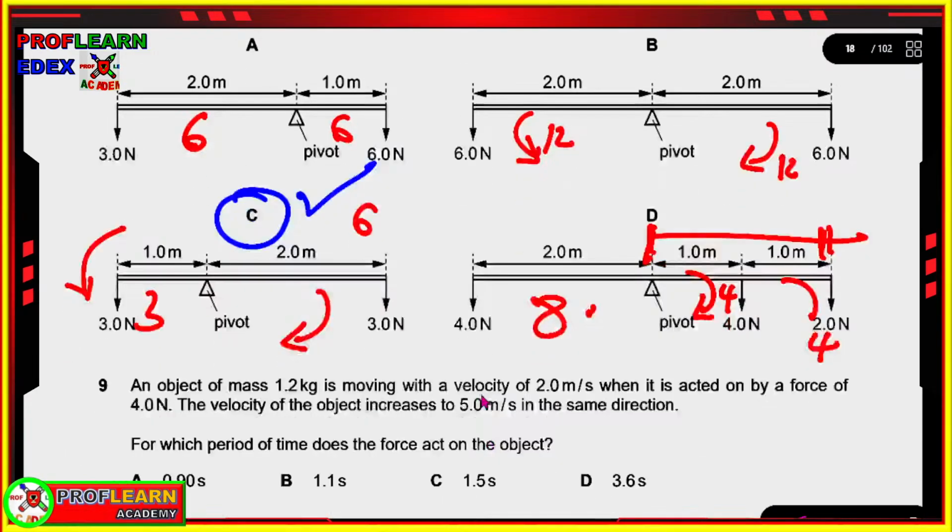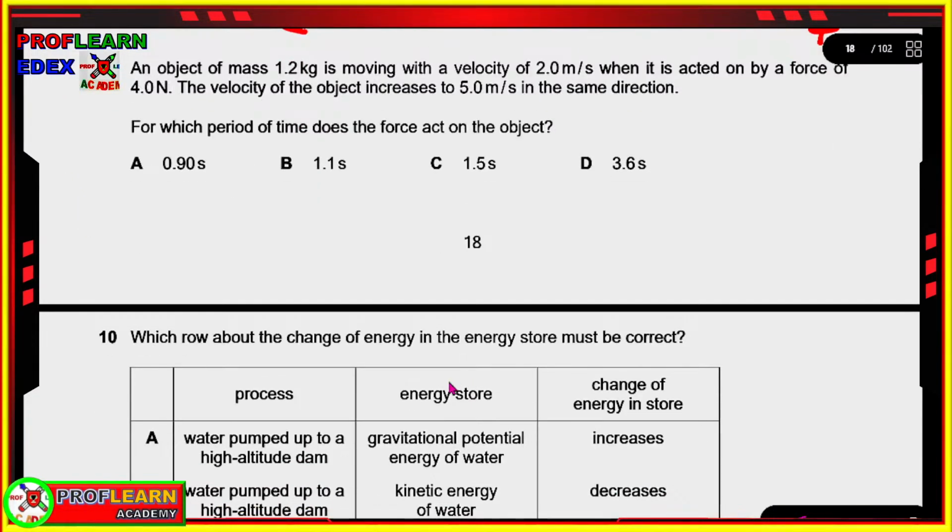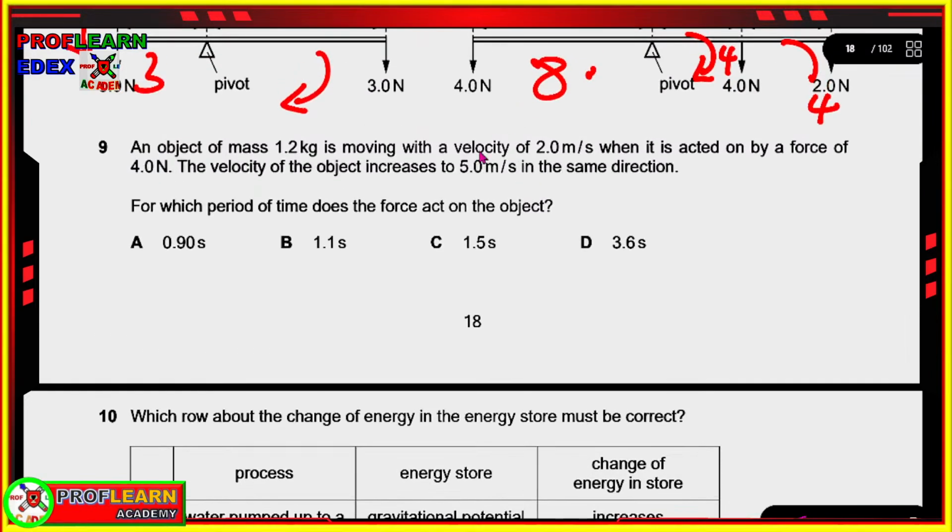Let's see the next question here. We are told that an object of mass 1.2 kg is moving at a velocity of 2 meters per second when it is acted upon by a force of 4 newtons. The velocity of the object increases to 5 in the same direction. For which period does the force act on the object?